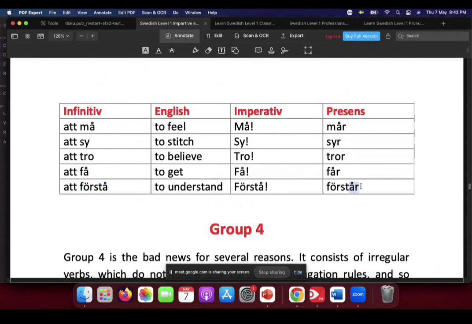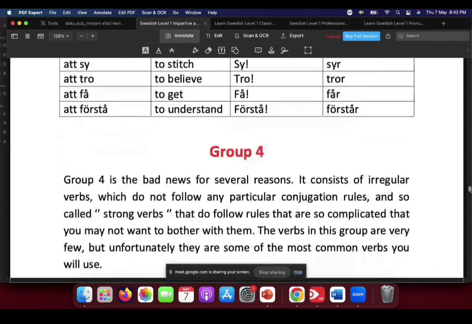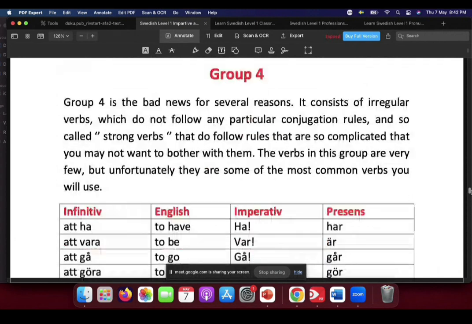I understand Swedish. So this is group 3. Group 3 is easy to remember because they have only 2 or 3 letters. The first one has more than 3 letters, but the others have only 2 or 3 letters. You can call them short words. And this group is group four.